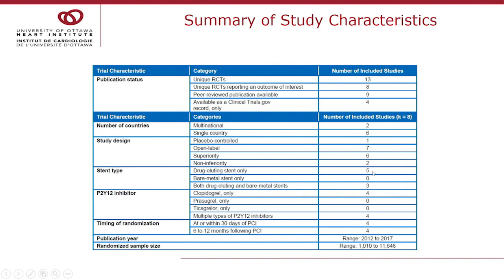5 of the studies used drug-eluting stents only. None of the studies used a bare metal stent. 3 of them used a combination of the 2. In terms of the inhibitor, 4 of them used clopidogrel only. None were specifically for prasugrel or ticagrelor, and 4 used multiple types of the inhibitors. The studies went from 2012 to 2017. This has been updated to last year, and there hasn't been any new additional studies that satisfy our inclusion criteria. Okay.